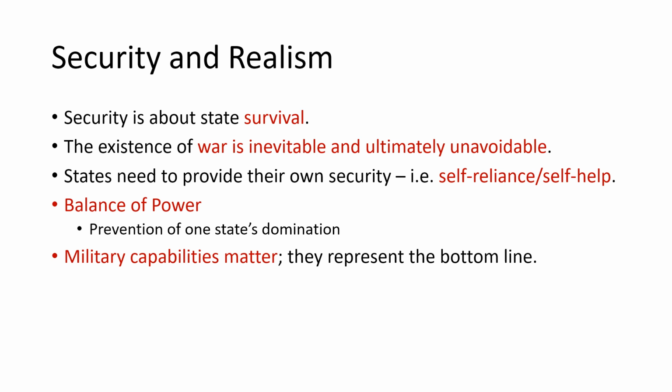States can seek alliances with other states to ensure a balance of power in international relations so that no single state can come to dominate global politics. But even within those alliance arrangements, they need to seek self-help. For realists, military capabilities obviously matter because they represent the bottom line.